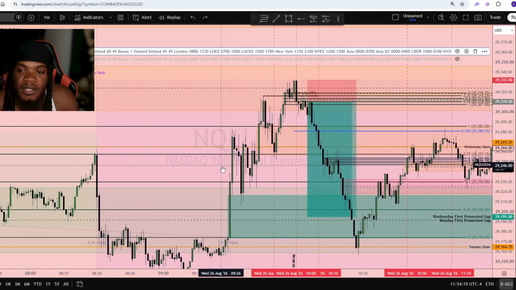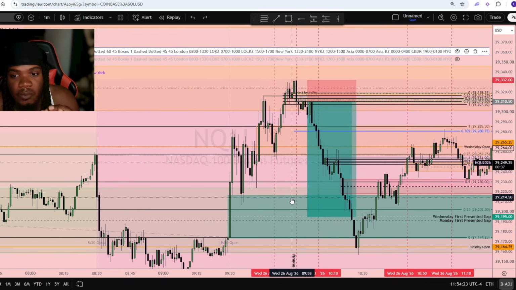So in today's video, I'm about to break down this trade setup that I caught today. I took this trade live in my Discord, right, with my live trading students.